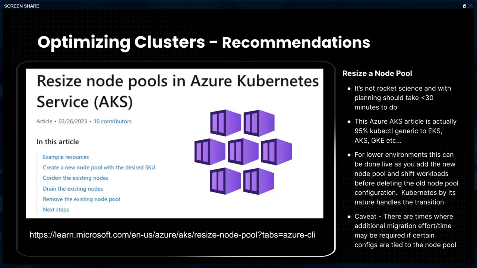In this article, it explains the high-level steps. Create a new node pool with the desired SKU based on the recommendation. Cordon the existing nodes, which means saying don't put any new workloads on my existing node pool. You then drain the existing node pool. Kubernetes takes care of shifting all the workloads on those nodes into the new node pool. And once that's done, you can delete the original existing node pool.